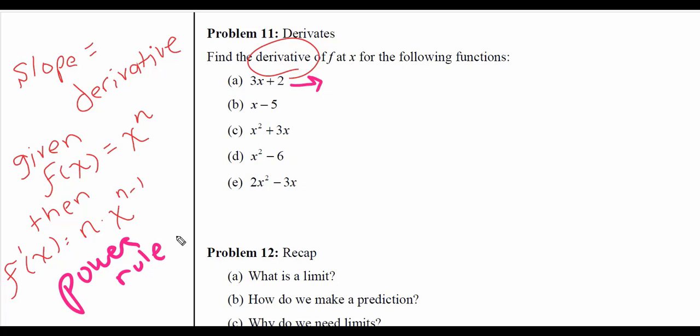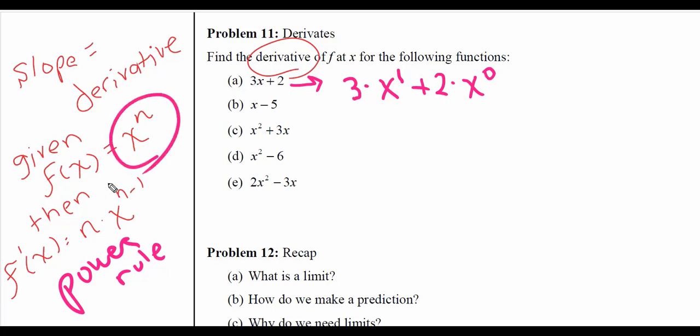So for example, the function 3x plus 2, I'm going to rewrite this as 3x to the 1 plus 2 times x to the 0. And I'm only showing that because I want to put everything in terms of x to a power, x to a power. And what this is saying is the following. If we do the power rule, that means a 1 goes in front, and I subtract this power by 1. That means the 0 goes in front, and I subtract this by 1.